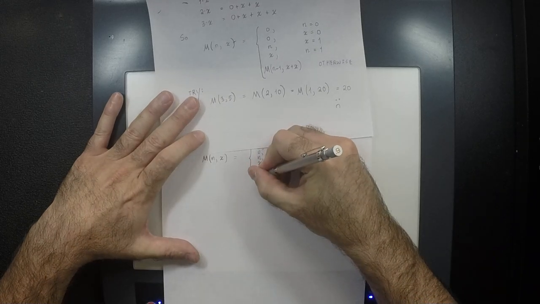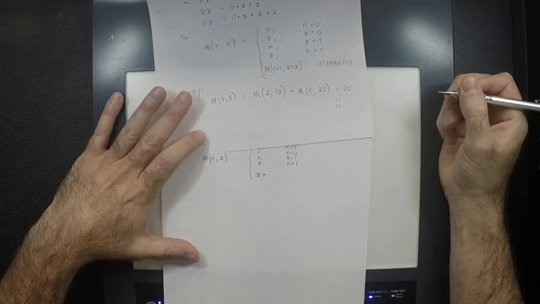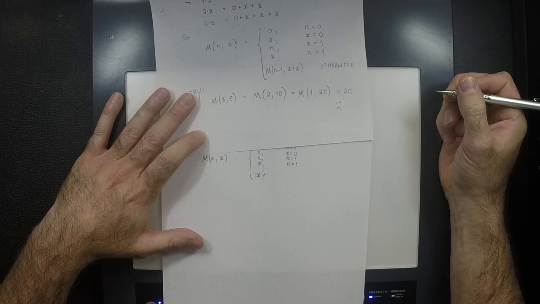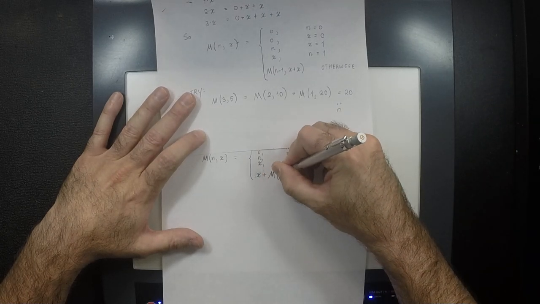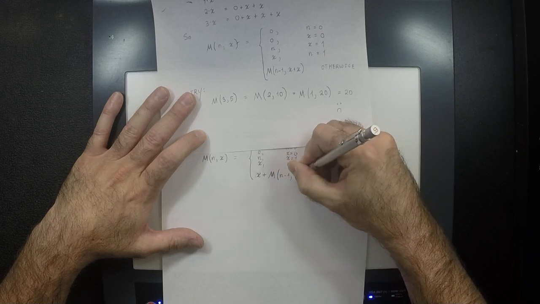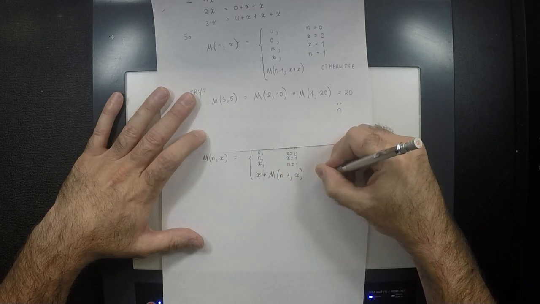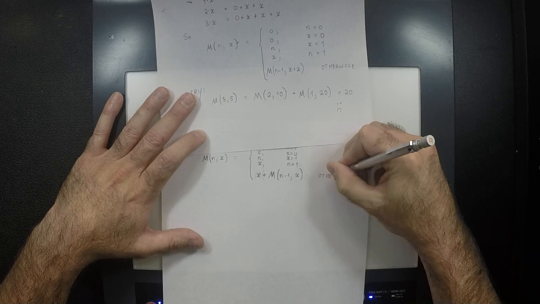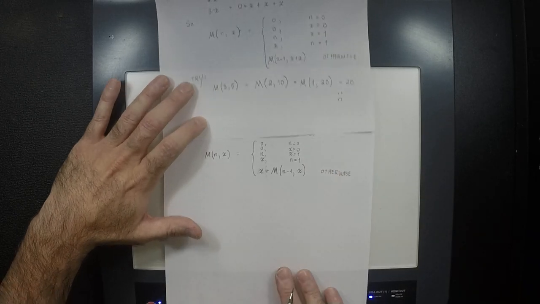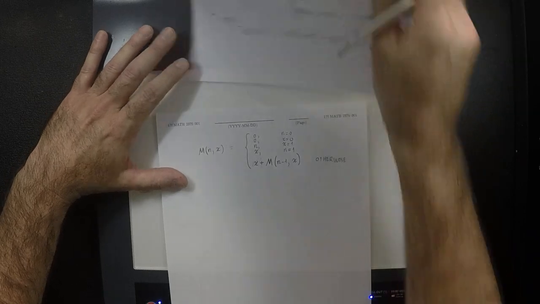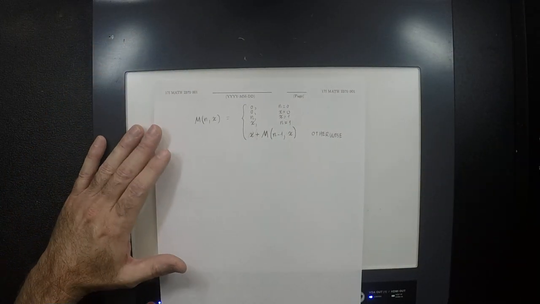Now I understand what you're saying. Yeah, this is what I had in mind. So what was it? x plus m of n minus 1, comma x. m of n minus 1, x. Okay, and this is otherwise. So is that readable, legible?